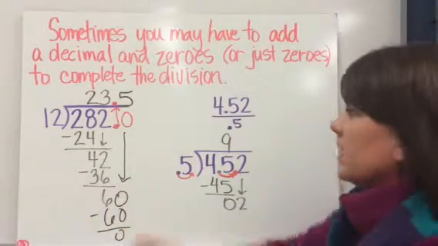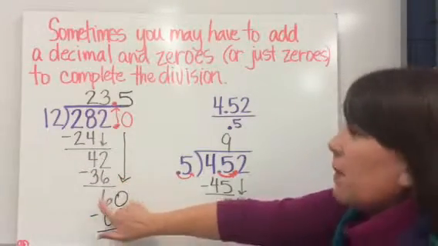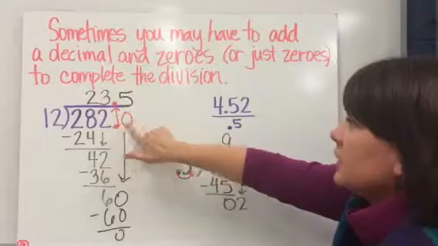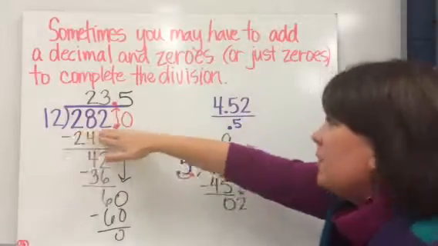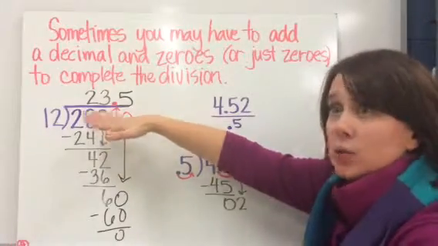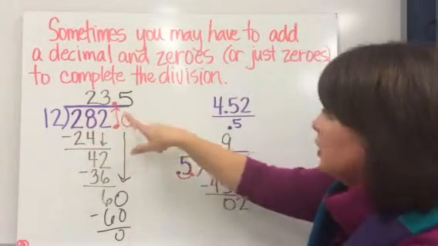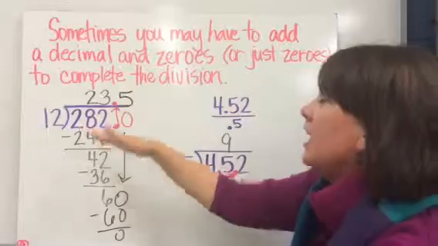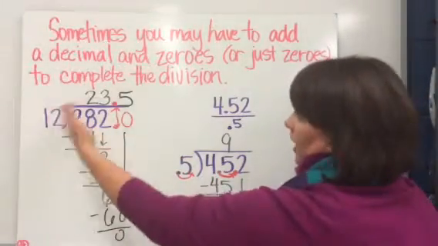And this time I don't have anything to bring down, but I can't have anything remaining here. So I add a decimal and a 0 because this keeps that value the same. 282 and 282.0 are the exact same number. And so then I can bring this 0 down and continue my division. And that's where I left off a minute ago.